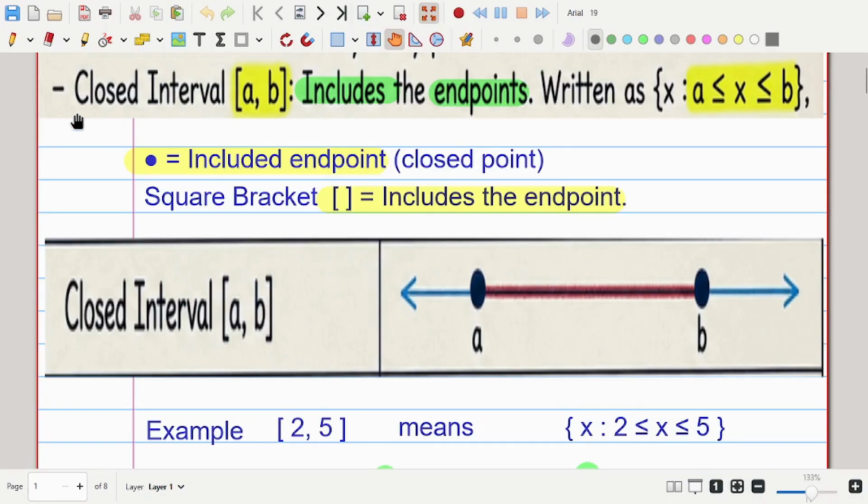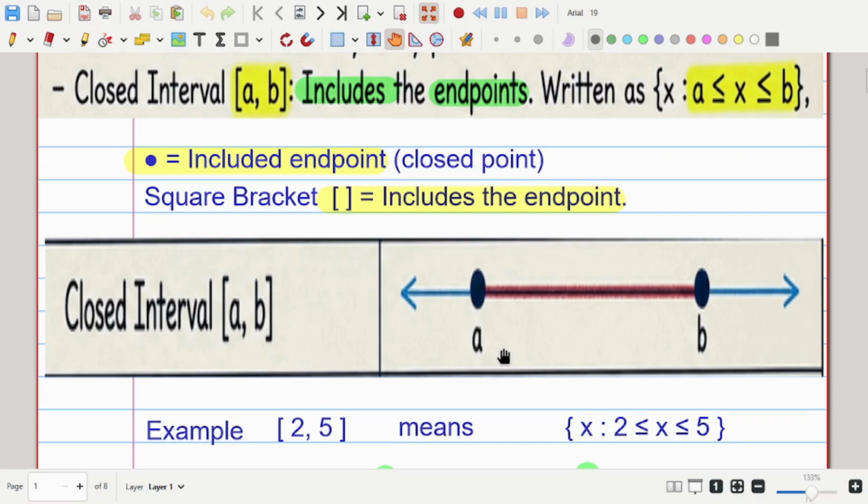So let us see the closed interval. Closed interval means we include the endpoints. This square bracket indicates the closed interval and we read it as closed interval of a, b. In set notation, we write it as the set of all x such that x is greater than or equal to a and less than or equal to b. Note that in a closed interval we include this equality sign. Equality sign means closed interval.